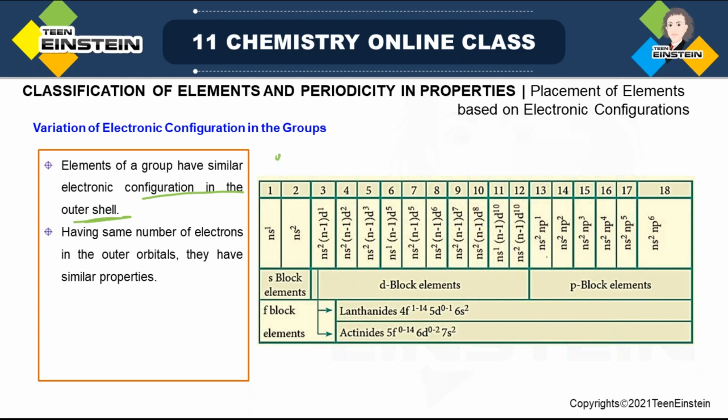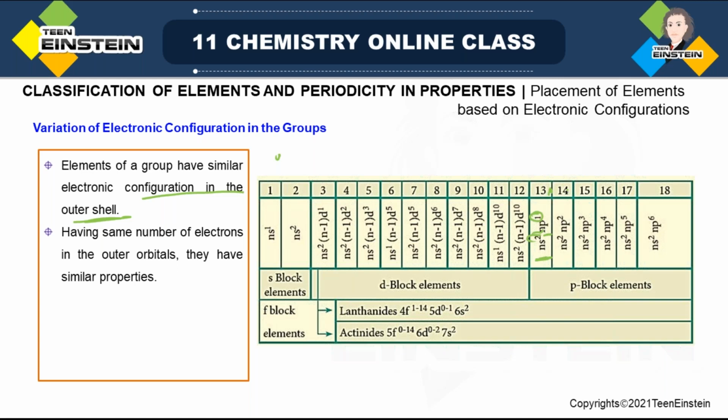For group 13, here only ns and np are involved, and the last electron is entering the p orbital, and that is why they are p block elements. Fine. So ns2 np1, just add these two numbers, this is the valence electron count, and you will always get the last digit of the group. So in this way you can easily work out the group from the valence electrons.